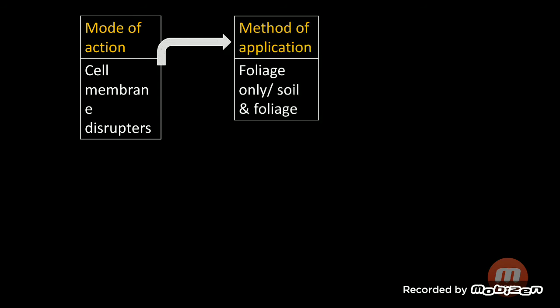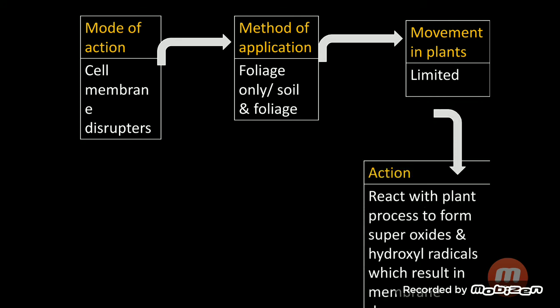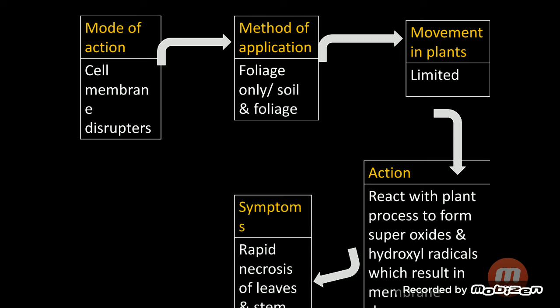So, cell membrane disruptors, some of them are foliage only, some of them are both soil and foliage. They have limited activity, and they are also contact type of herbicide. They react with the plant to form toxic compounds like superoxide and hydroxy radicals, and rapid necrosis of the stems and leaves takes place.